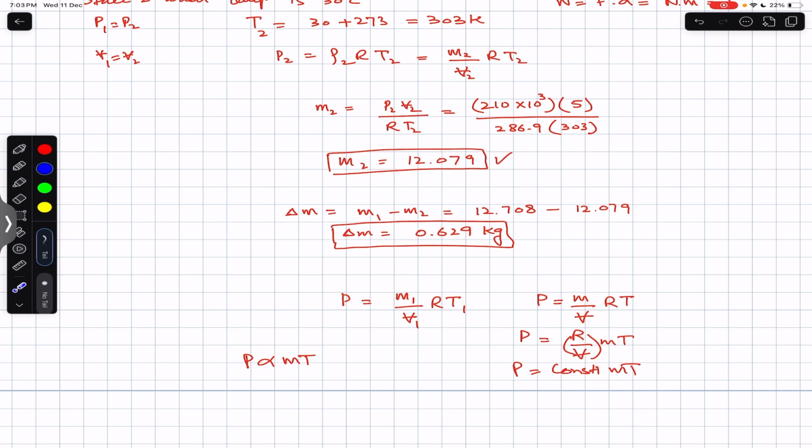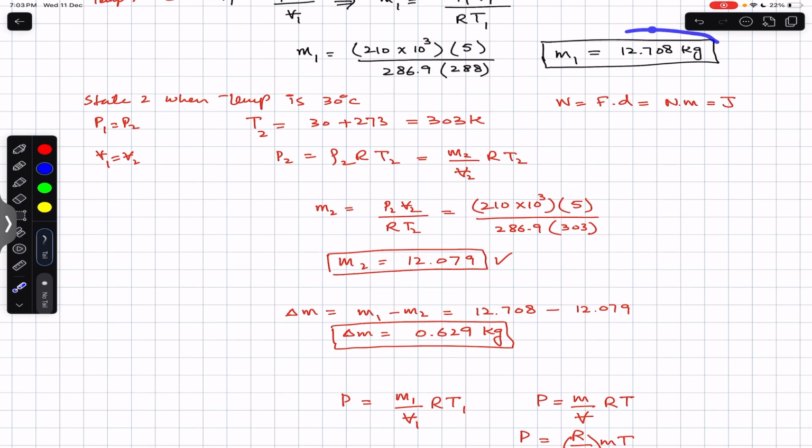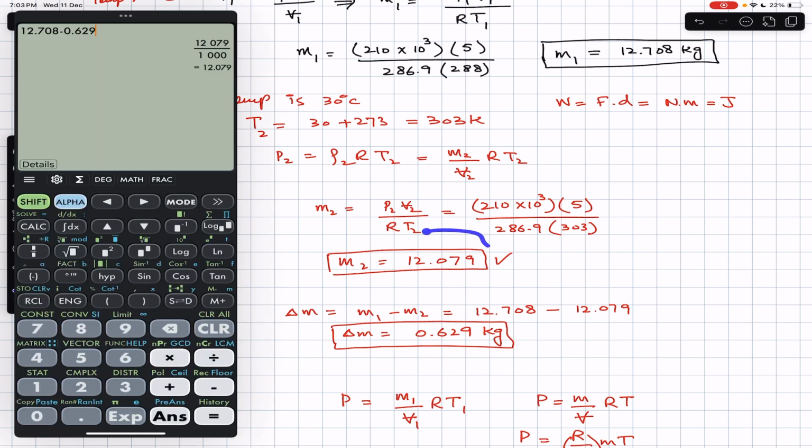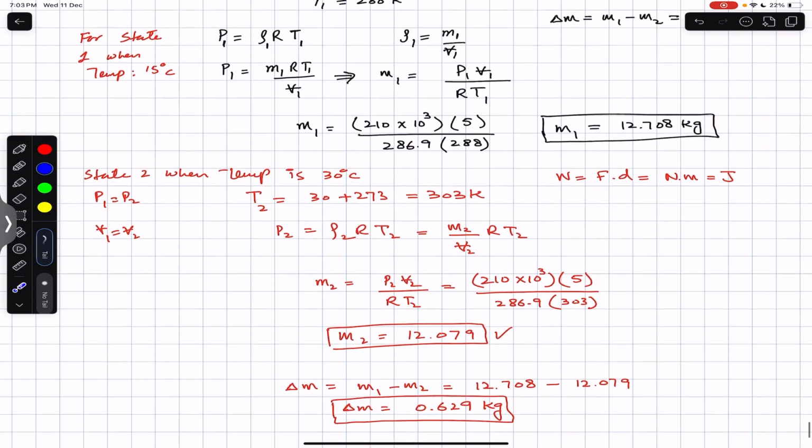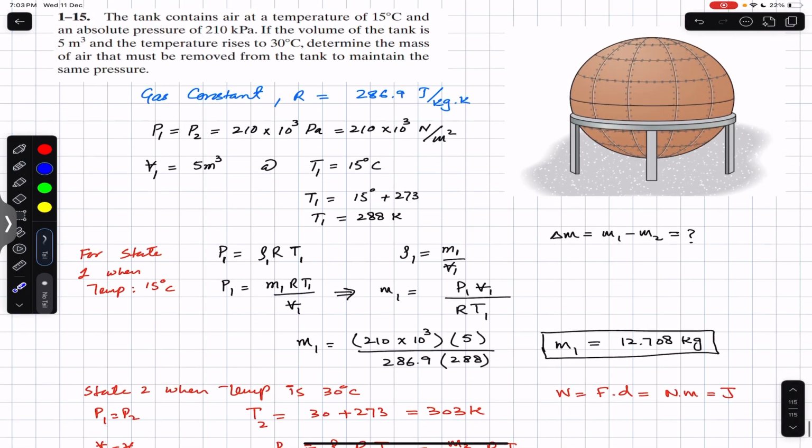So initially the mass was 12.708. If you want to keep the same pressure, we need to have this much mass in the tank. So this is the solution of this particular problem. I hope this discussion will help you in the understanding of this problem.